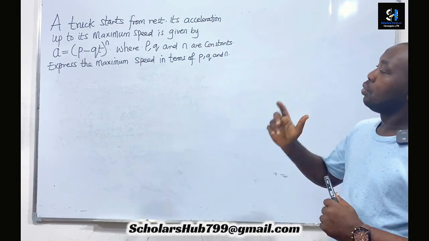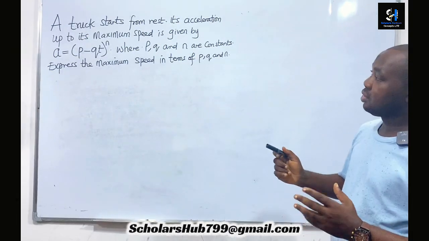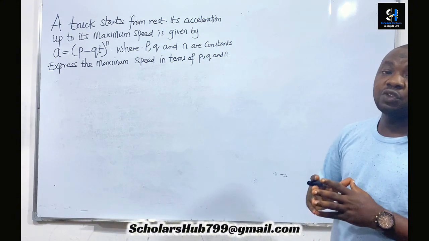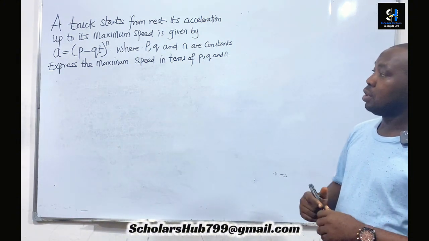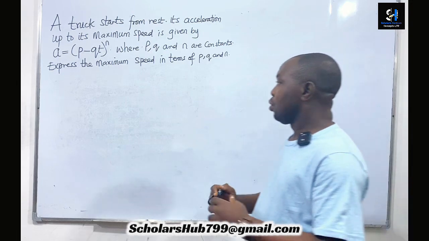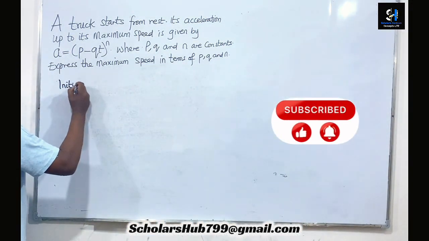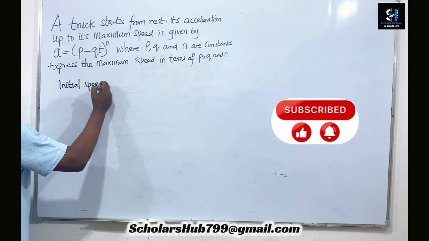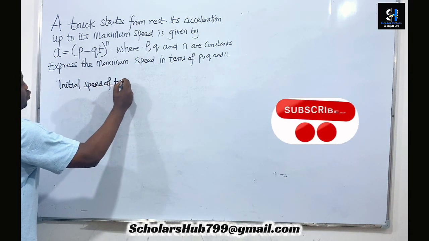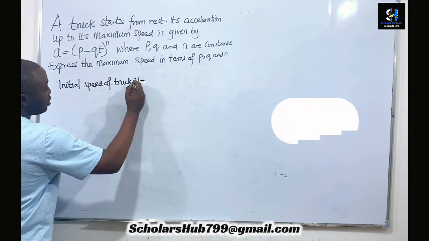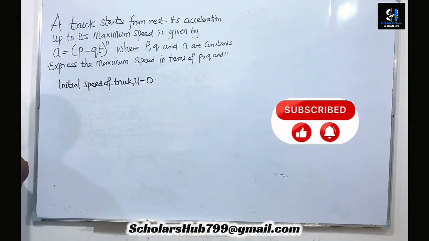Okay, so the truck starts from rest. Let's take it from there. The truck starts from rest, and that means the initial speed of the truck will be equal to 0. So the initial speed of the truck, that's letter u, equals 0.